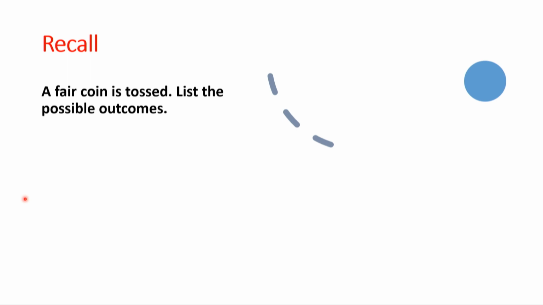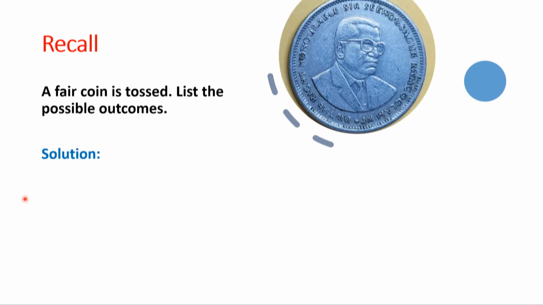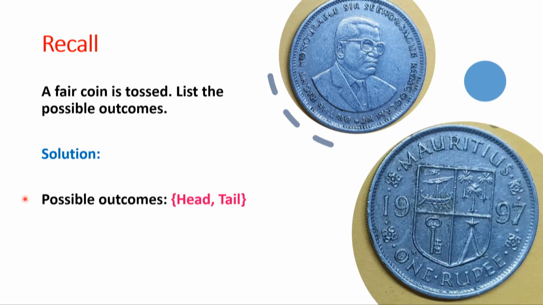Let us have a look at this example. A fair coin is tossed. List the possible outcomes. Do you still remember what the possible outcomes are when you toss a fair coin? So, the possible outcomes are head and tail. You can either get a head or a tail.